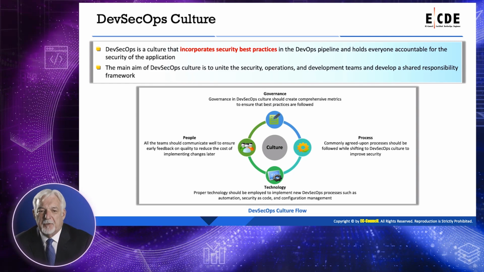So if we look at people, all the teams should communicate well to ensure early feedback on quality to reduce the cost of implementing changes later. This is a little repetitive, but it's worth repeating. Governance in DevSecOps culture should create comprehensive metrics and ensure that the best practices are followed. Processes: we look for commonly agreed upon processes to be followed while shifting to that DevSecOps culture to improve security. And last, there's technology to be employed to implement new DevSecOps processes such as automation, security as code, and configuration management.